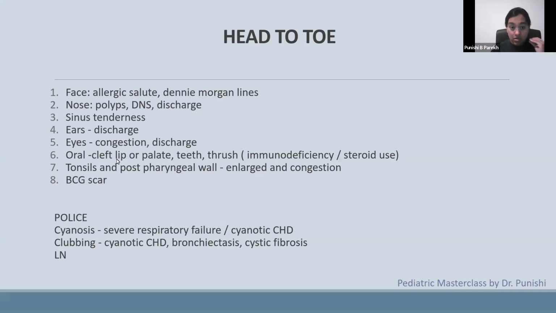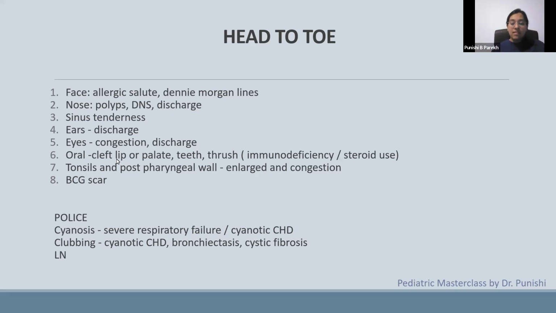Cyanosis, with respect to this case, could either signify severe respiratory failure, impending respiratory failure, or probably an underlying cyanotic congenital heart disease. Clubbing, on the other hand, again points to either a cyanotic heart disease or respiratory conditions like bronchiectasis or cystic fibrosis. We have discussed the etiology and the pathophysiology of clubbing and cyanosis in detail in our discussion of cyanotic congenital heart disease. So I won't be discussing that in detail again here. But if there are any doubts, you can always refer to that presentation or that discussion.